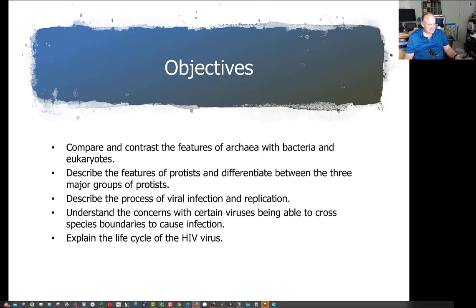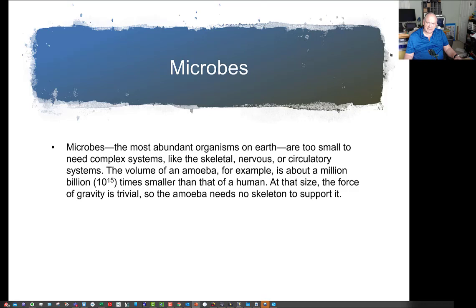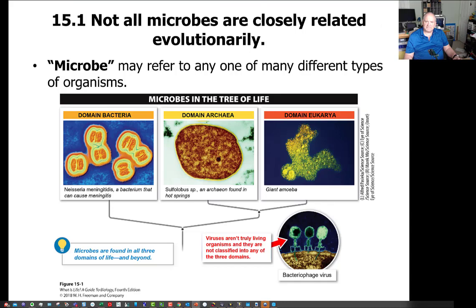So microbes are the most abundant organisms on the earth. The volume of an amoeba, for example, is about a million billion, or 10 to the 15th, times smaller than that of a human. At that size, the force of gravity is trivial, so an amoeba needs no skeleton to support it. It's sort of a blob of material.